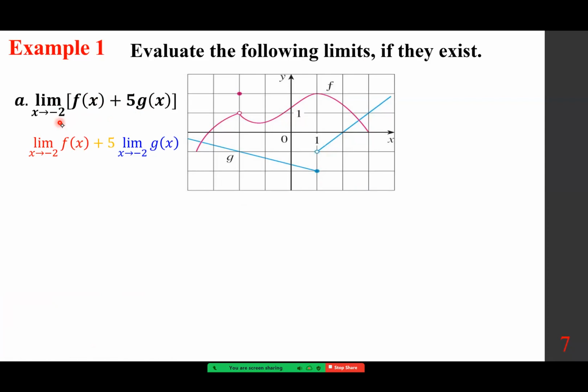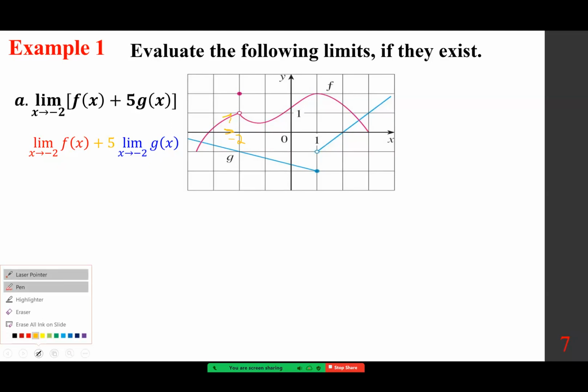From the graph, we are going to find this one. And by the way, the red function is the f function, the blue function is the g function. Can anybody tell us what is the limit of f of x as x approaches negative 2? Here is number negative 2.